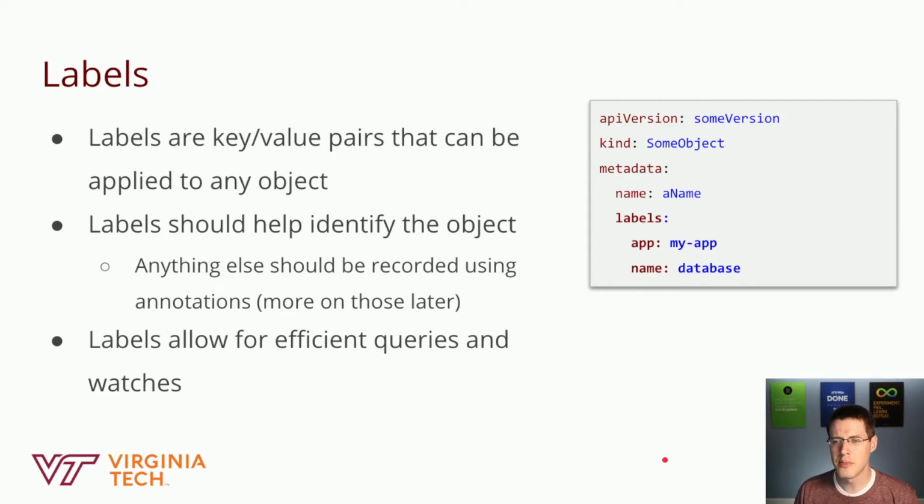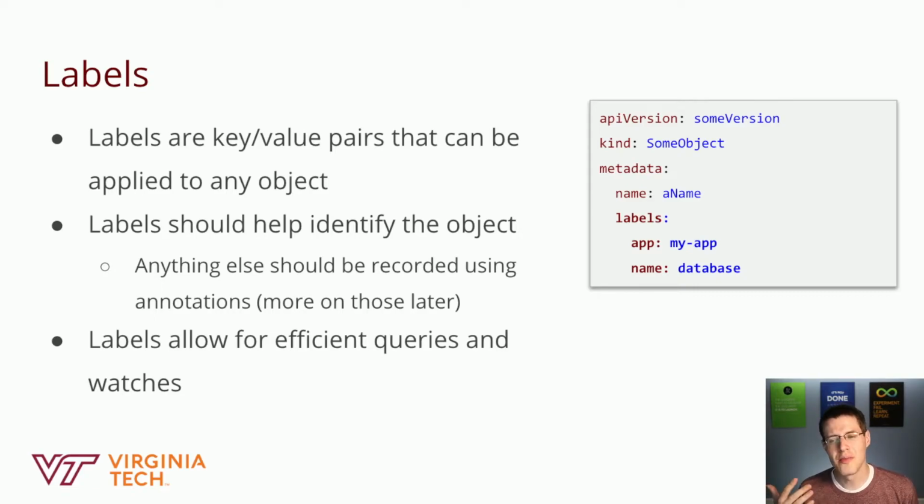Okay. So labels are simply key value pairs that can be applied to any object in Kubernetes. So you can make up whatever key value pairs you want, and they're really used to identify an object. Anything else that can be recorded on it, any other metadata, would be used in annotations. And we'll dive a little bit deeper into annotations in a couple weeks, and then it will become clear when you use labels versus annotations.